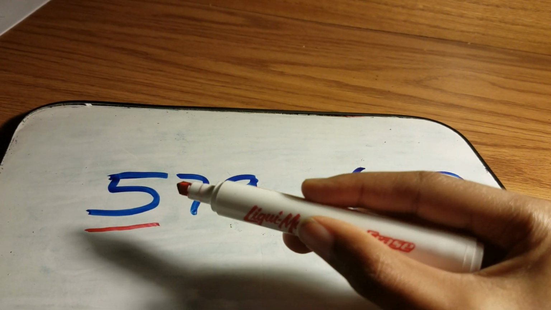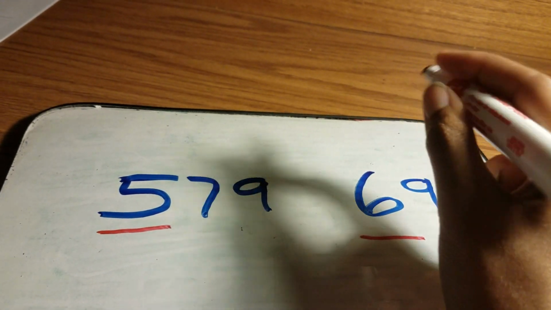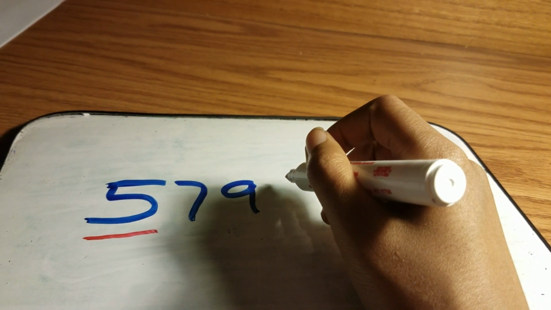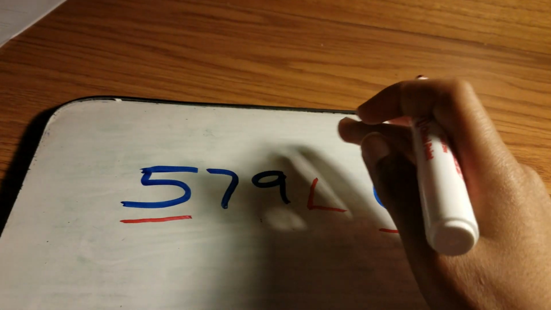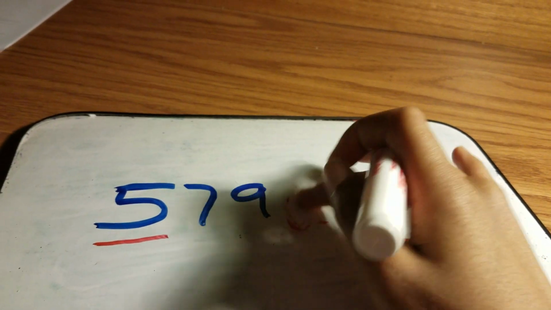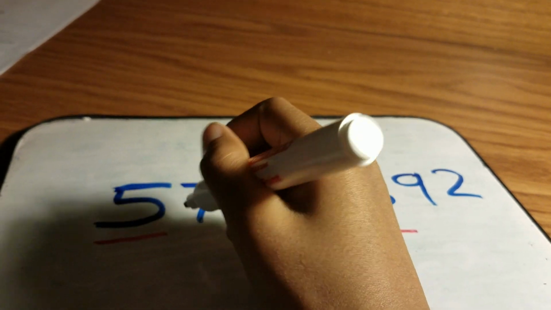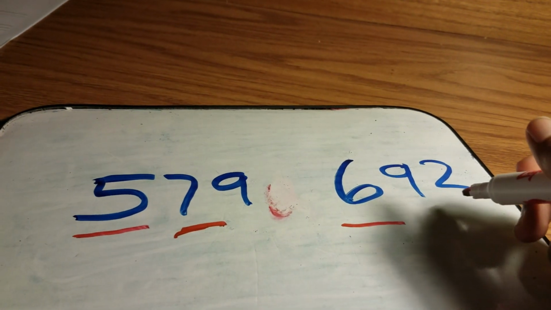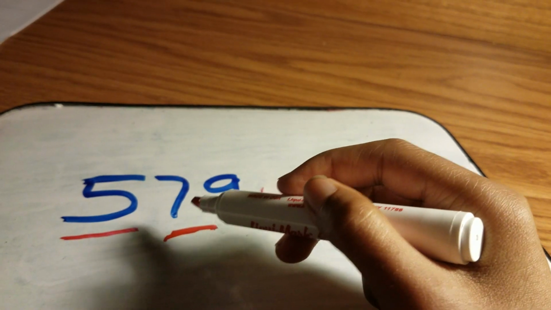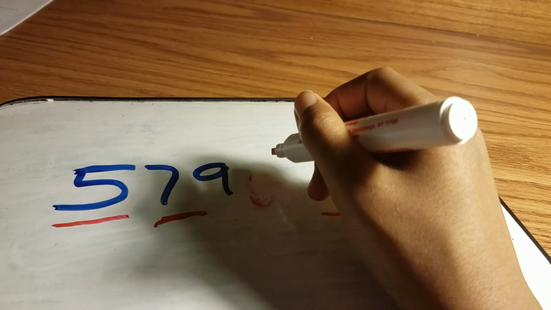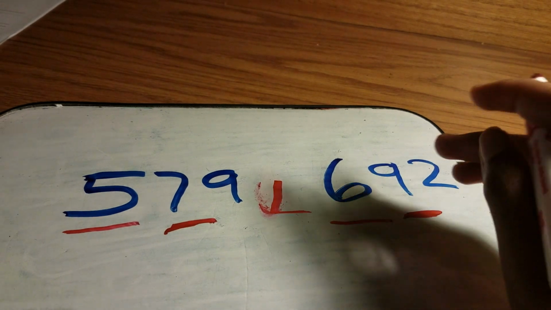6 is larger than 5. So if we're comparing the hundreds place value, 692 would be larger. Now, if we want to compare the tens place value, we have 7 and 9. 9 is larger than 7, so again, 692 would be the larger number.